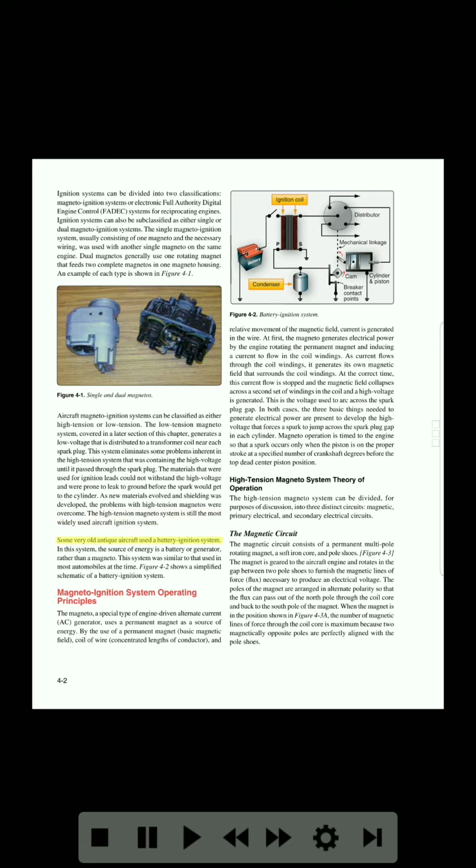Some very old antique aircraft use a battery ignition system. In this system, the source of energy is a battery or generator, rather than a magneto. This system was similar to that used in most automobiles at the time. Figure 4-2 shows a simplified schematic of a battery ignition system.